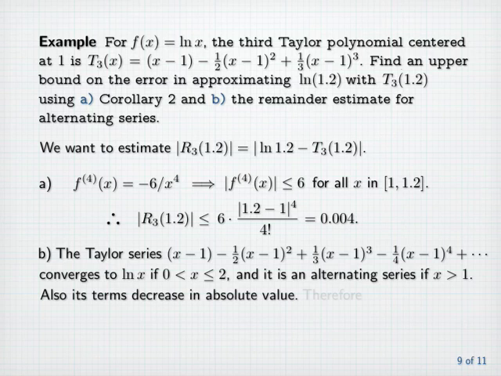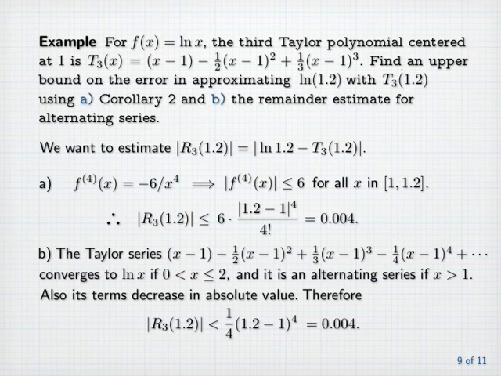Therefore, the absolute value of R3 at 1.2 is less than or equal to the absolute value of the fourth degree term in the series at x equal to 1.2, which is 1/4 times 1.2 minus 1 to the fourth power, which equals 0.004. Now notice that both methods gave exactly the same estimate in this case. The reason is that the maximum of the absolute value of the fourth derivative over the interval 1 to 1.2 occurred at the left end, point 1, which is the number about which the series is centered.